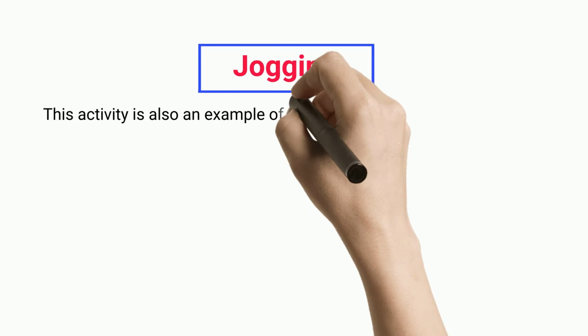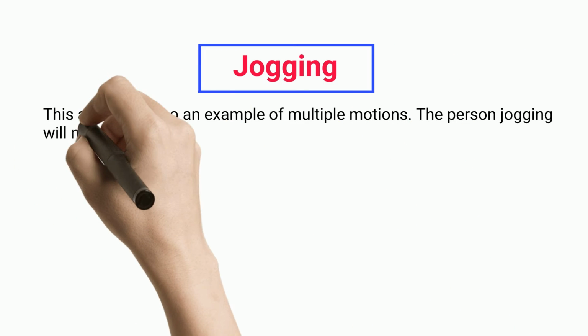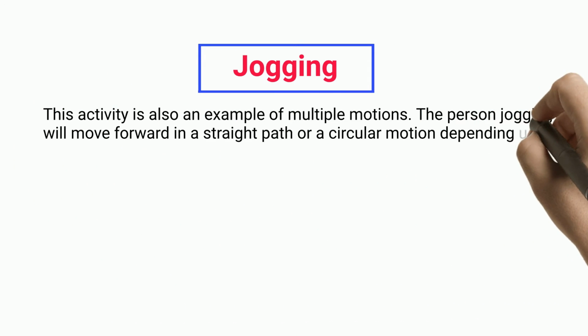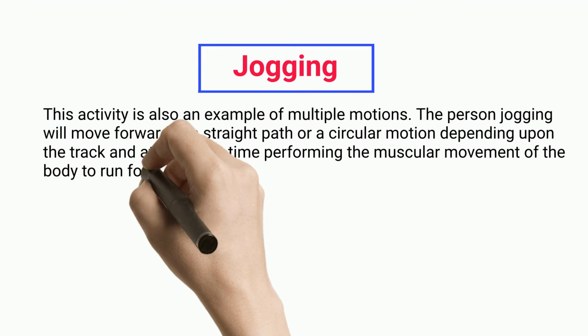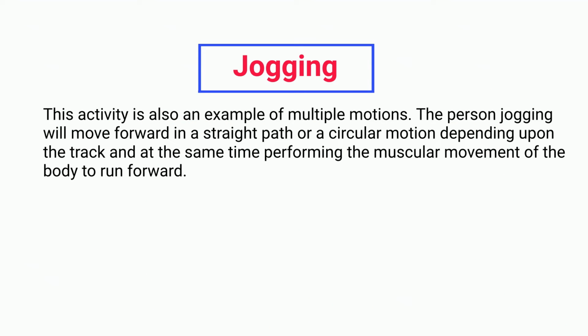Jogging. This activity is also an example of multiple motions. The person jogging will move forward in a straight path or a circular motion depending upon the track, and at the same time performing the muscular movement of the body to run forward.